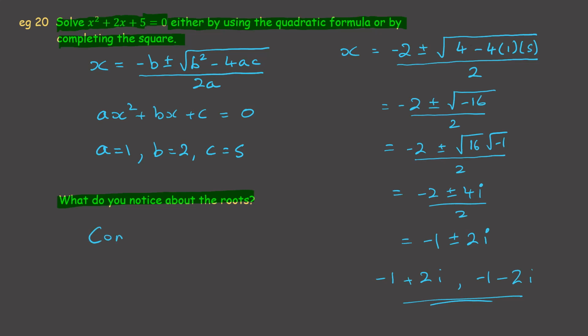They are conjugates. And this is important. This is what we're coming up to. The coefficients are 1, 2, and 5. And the point is, those coefficients are all real. And that being the case, we got a conjugate pair of roots.